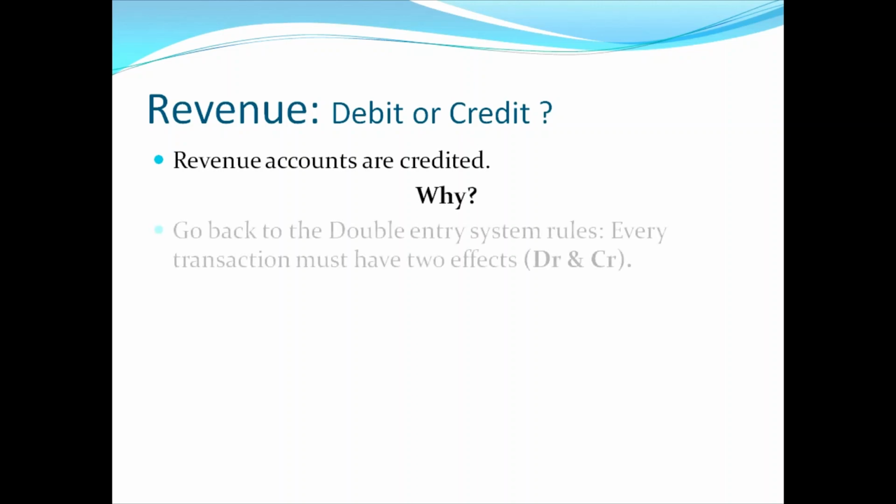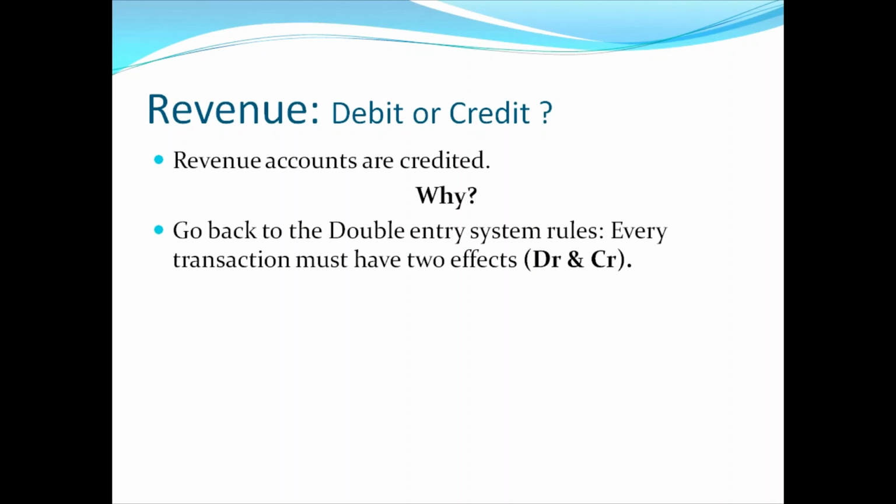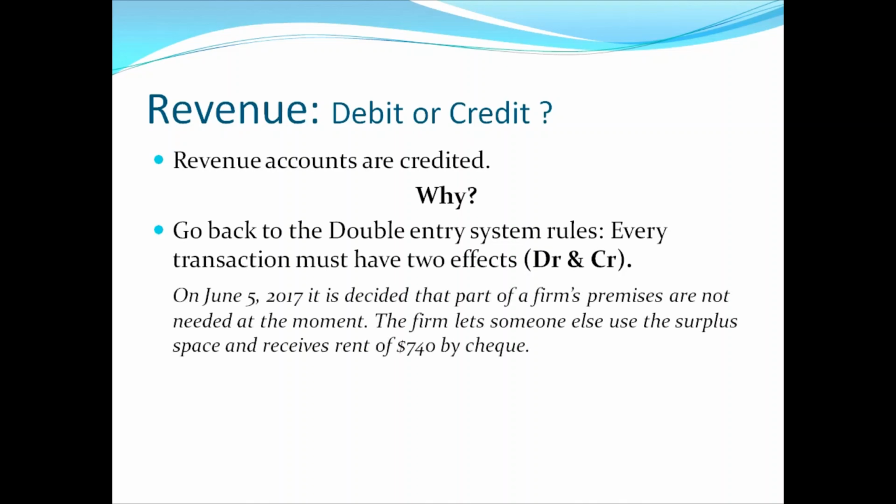We go back to the double entry rule. Every transaction must have two effects, a debit and a credit entry. For example, on June 5th, 2017, it is decided that part of a firm's premises are not needed at the moment. The firm lets someone else use the surplus space and receives rent of $740 by check. Basically here, we are getting a check of $740 for renting some of the office space or a building.